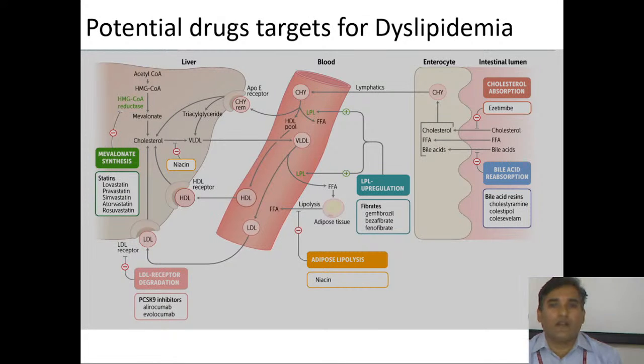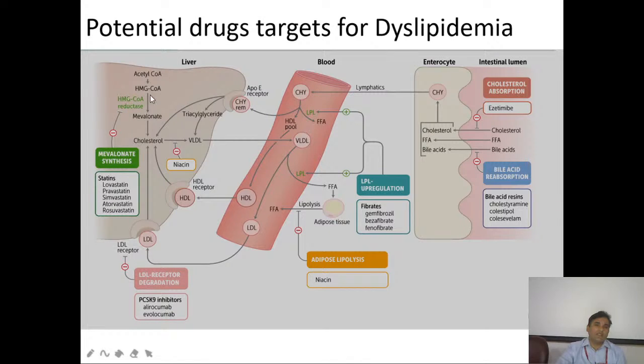Potential drug target for the dyslipidemia: here cholesterol gets synthesized from acetyl coenzyme A, and HMG coenzyme A reductase is involved in the conversion of HMG coenzyme A to mevalonate. This is the rate limiting step, the slowest step, and drugs like the statins, simvastatin and lovastatin, inhibit this conversion of HMG coenzyme A to mevalonate, and therefore inhibit the synthesis of cholesterol.